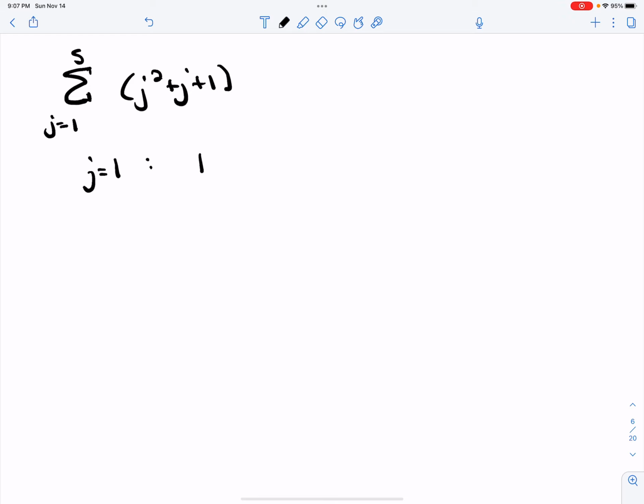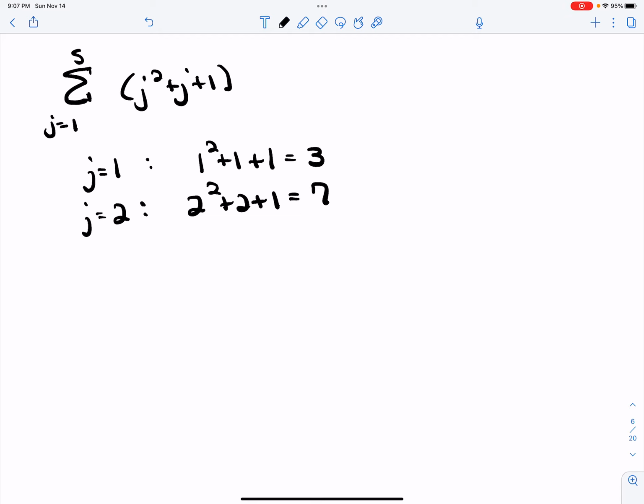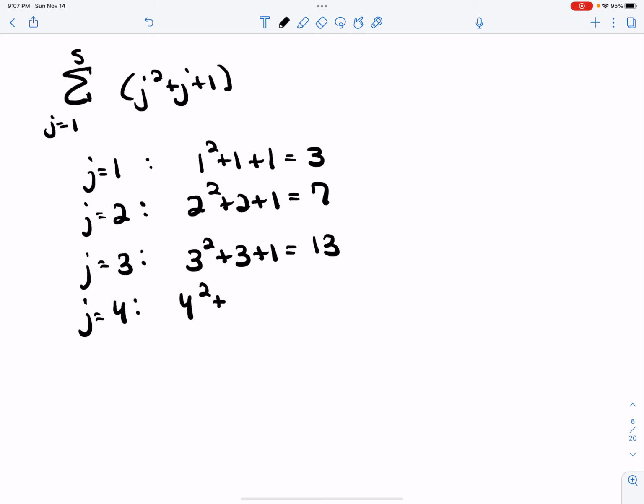use that expression, 1 squared plus 1 plus 1, which is 3. Then for j equals 2, we're going to have 2 squared plus 2 plus 1, 4, 6, which is 7. j equals 3, we're going to have 3 squared plus 3 plus 1, which is 13. j equals 4, 4 squared plus 4 plus 1, which is 21. j equals 5, 5 squared plus 5 plus 1, which is 31.